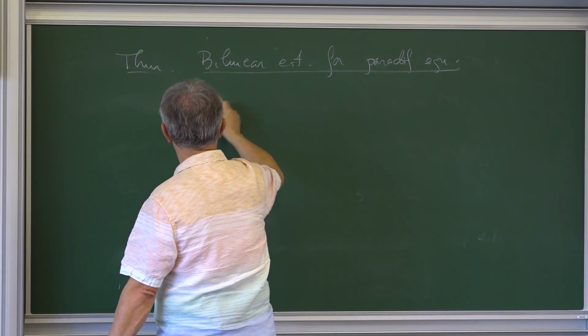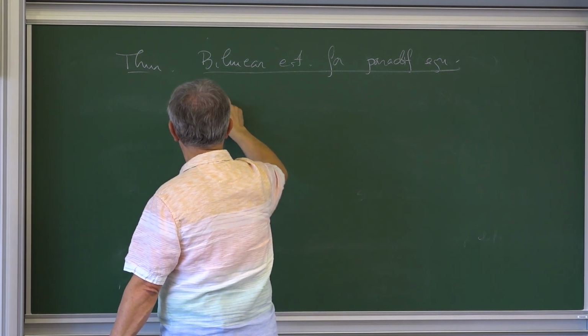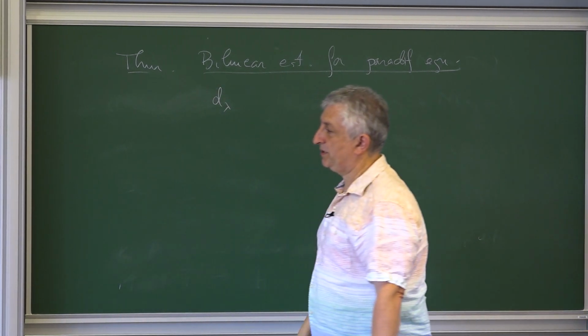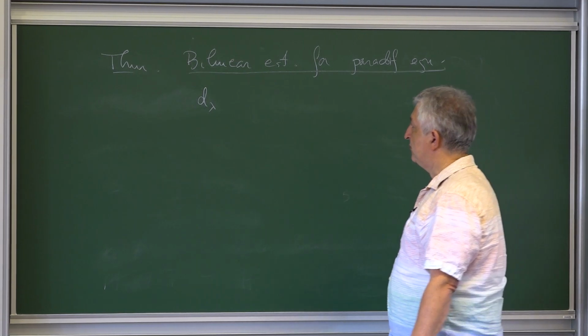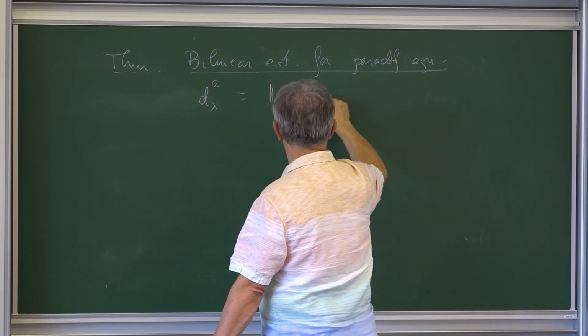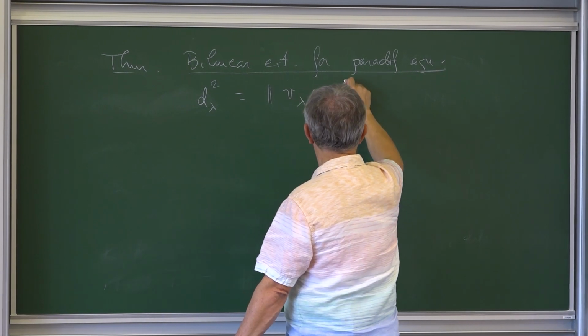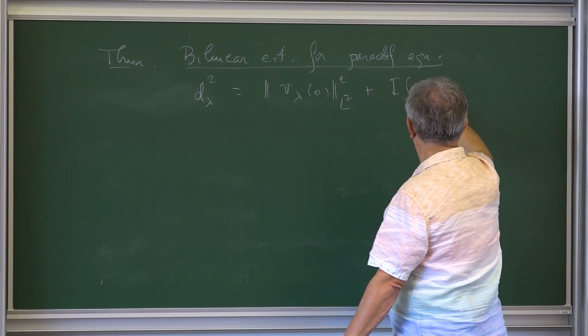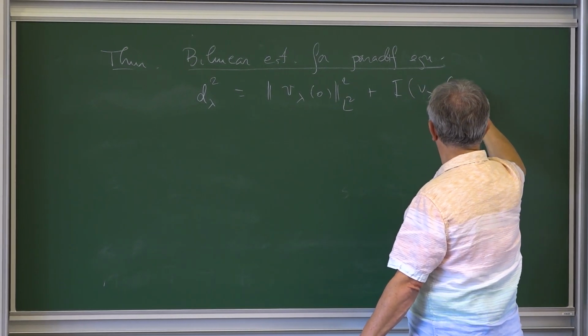Let me make a definition first. Let's call d lambda, so this is like our frequency envelope, but now for the paradifferential equation, d lambda square is equal to the norm of v lambda of 0, let's say in L2 square, plus I of v lambda f lambda.